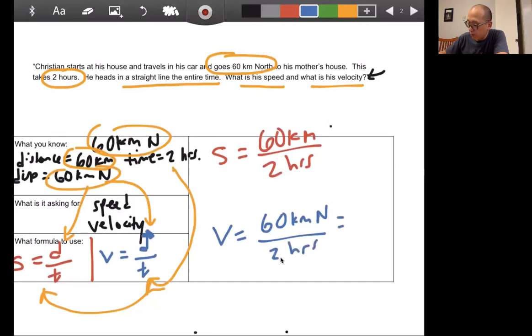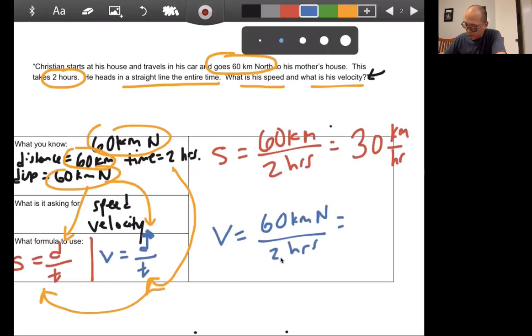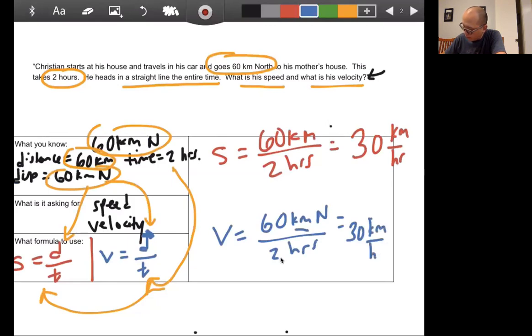Just pull out your calculator and then do the math here. 60 kilometers divided by 2 hours is going to equal 30 kilometers over, what's our only unit here on the bottom? It's hours, 60 kilometers per hour. And the velocity, 60 divided by 2, once again, is going to be 30. The kilometers is here, divided by hours. But notice there's going to be a direction, and it's going to be north.